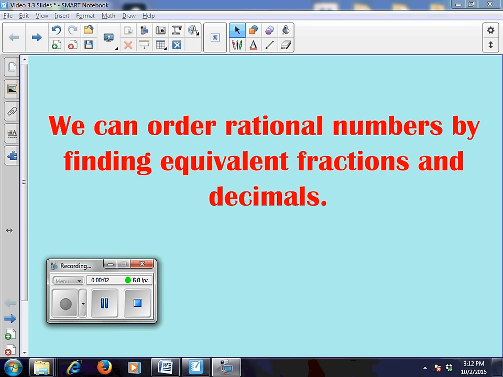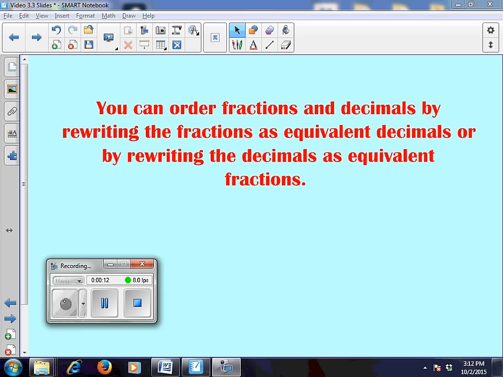This video is going to focus on rational numbers, and ordering them by finding equivalent fractions and decimals. You can actually order fractions and decimals by rewriting the fractions as equivalent decimals, or you can rewrite decimals as equivalent fractions to make it much easier to put in order, particularly when you're given fractions and decimals to order.